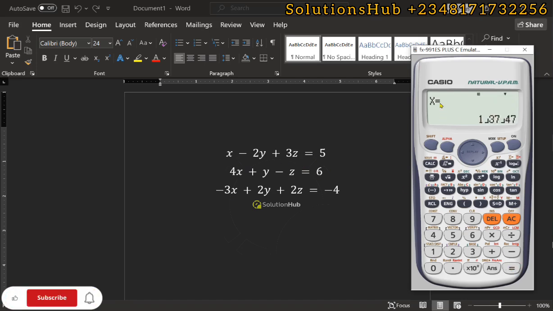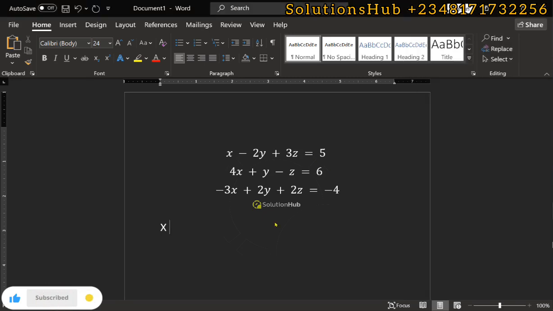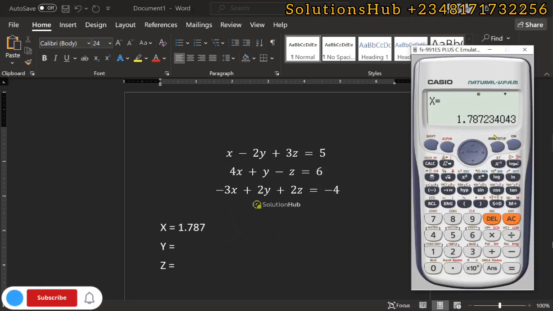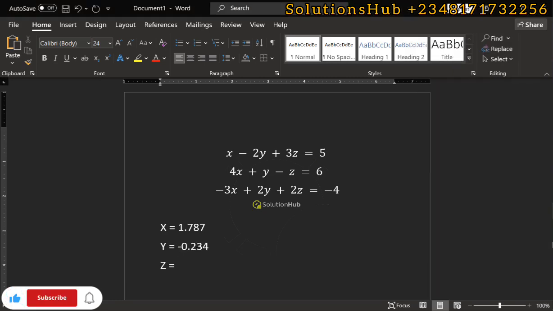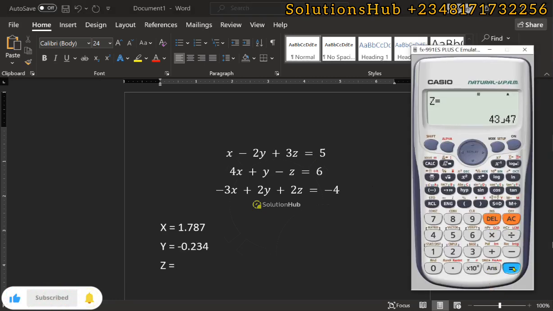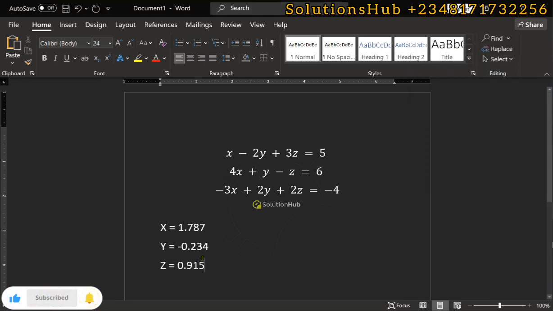So this will be the value of x. If we take it to decimals, we have 1.787. So we have 1.787. If we go with equal to, the y value comes up. That's -0.234. And then for the z, 43/47, which is 0.915. So these are actually the values of x, y, and z.